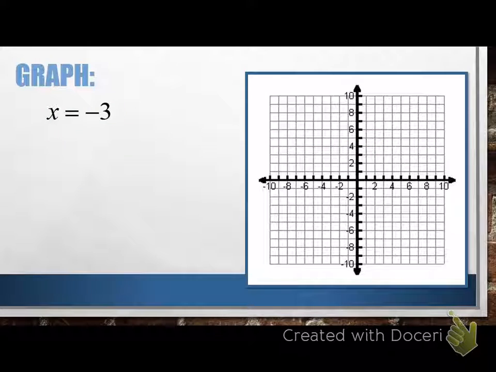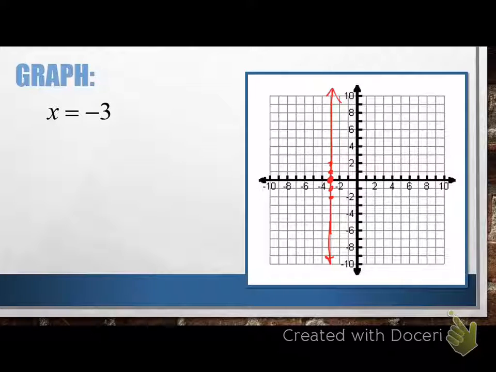x equals is a little bit different. Without even trying to figure out y-intercept and slope, we know that this equation is telling us that we want every point where the x-coordinate is -3. And all of those points are right here. So we get a vertical line through -3 on the x-axis. Okay, so if x equals is what we see, we know it's going to be a vertical line.